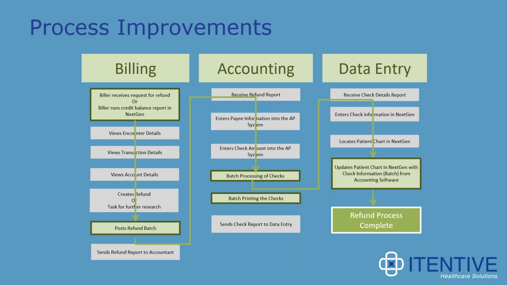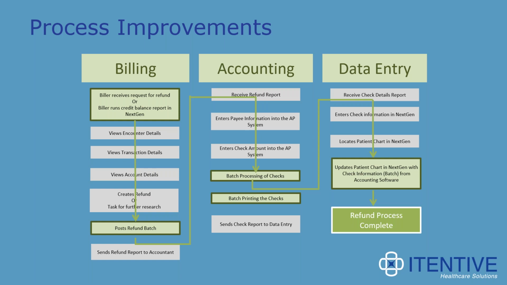So most of the time when you're looking at processing credit balances on patient accounts, you're going to look at various details. You're going to look at the encounter details, the transaction details, the account details, and then you're making a decision on what to do with that credit, whether to issue a refund or maybe apply that credit to an encounter that has an open balance on it. And once you get through with that process, you're going to take all of that information, all the credits that you identified as refunds, and you get those over to accounting somehow. And when it gets to accounting, you're going to print those refund checks.